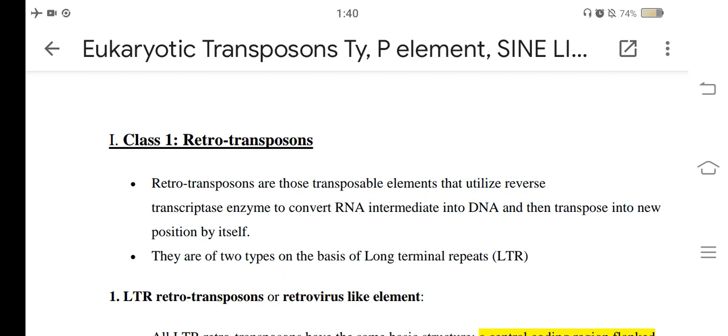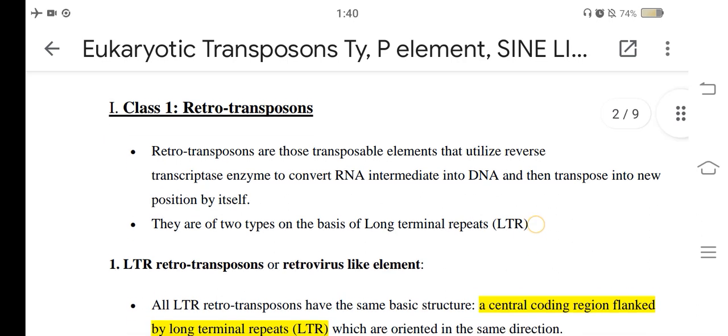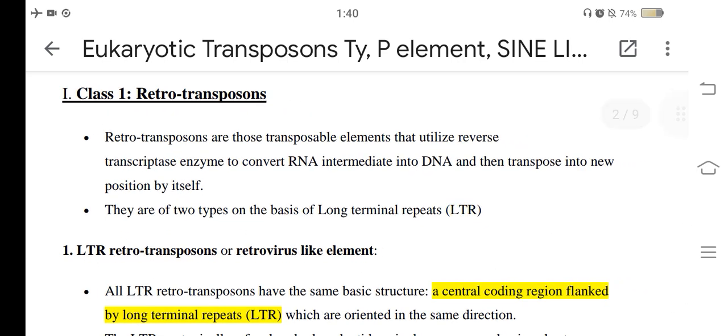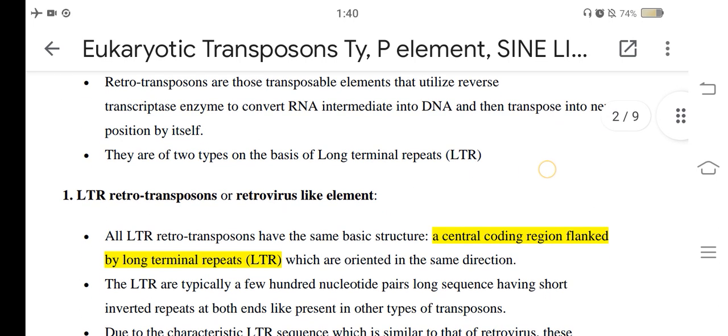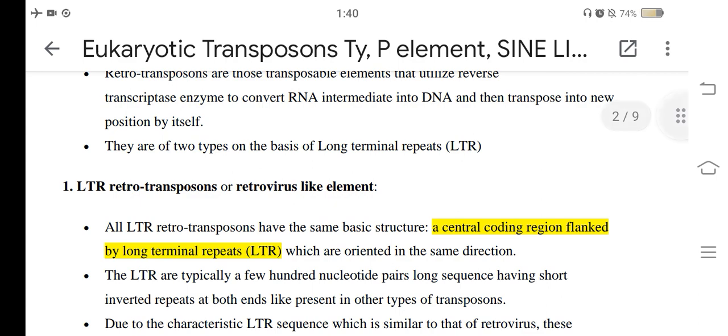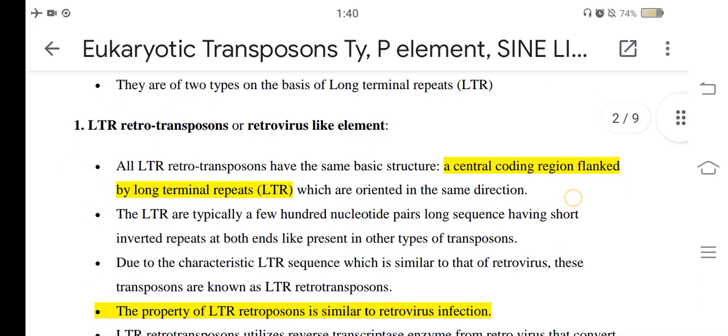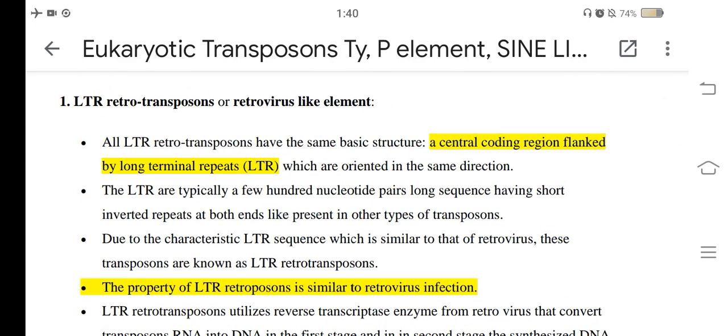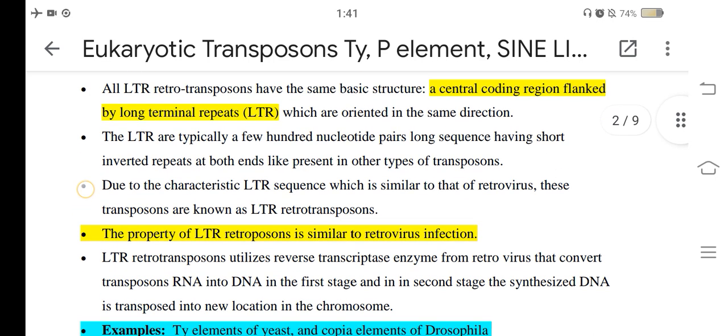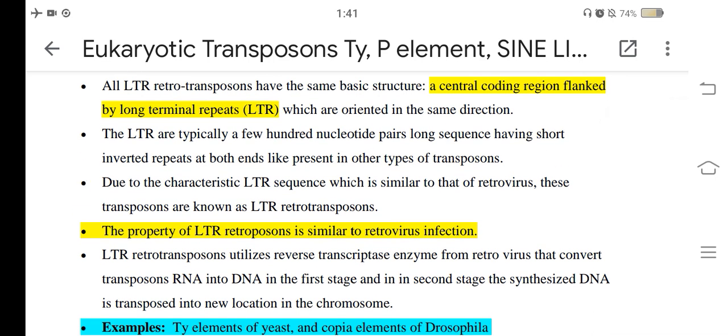Retrotransposons are those transposable elements that utilize reverse transcriptase enzyme to convert RNA intermediate into DNA and then transpose into a new position by itself. They are of two types on the basis of long terminal repeats or LTR. LTR retrotransposons are retrovirus-like elements. All LTR retrotransposons have the same basic structure, a central coding region flanked by long terminal repeats, LTR, which are oriented in the same direction.